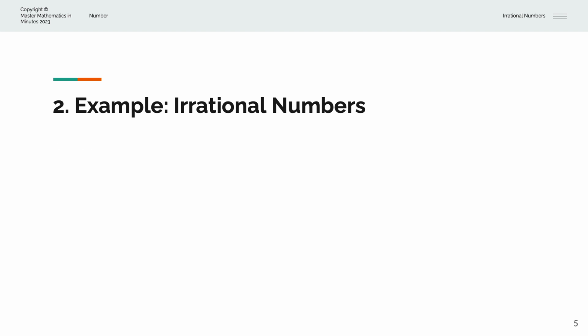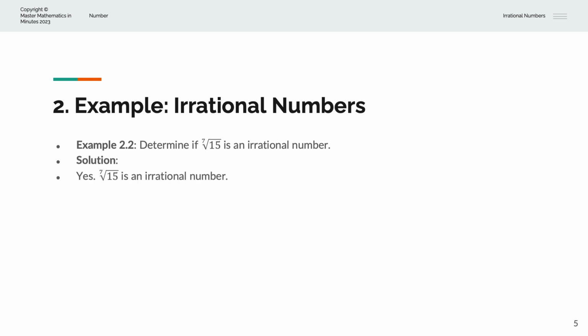In the second example, we're asked to determine if the 7th root of 15 is an irrational number. So yes, the 7th root of 15 is an irrational number. It is equal to 1.4723567002. So these are non-terminating decimals.